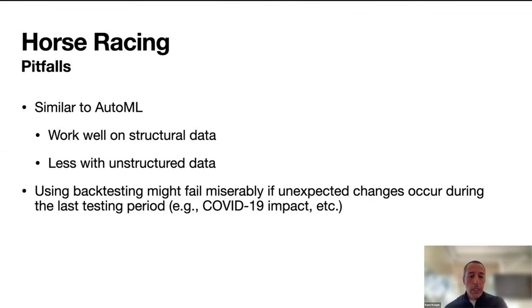The other issue, in the context of the COVID-19 example, when using backtesting, when you have changes on the last testing partition, you won't be able to reflect it in the training partitions. What does it mean? Let's say that you are running 6 partitions, and the last partition was reflecting, let's say, the first 3 months of the COVID. If you remember, it was a big impact on transportation or on unemployment.